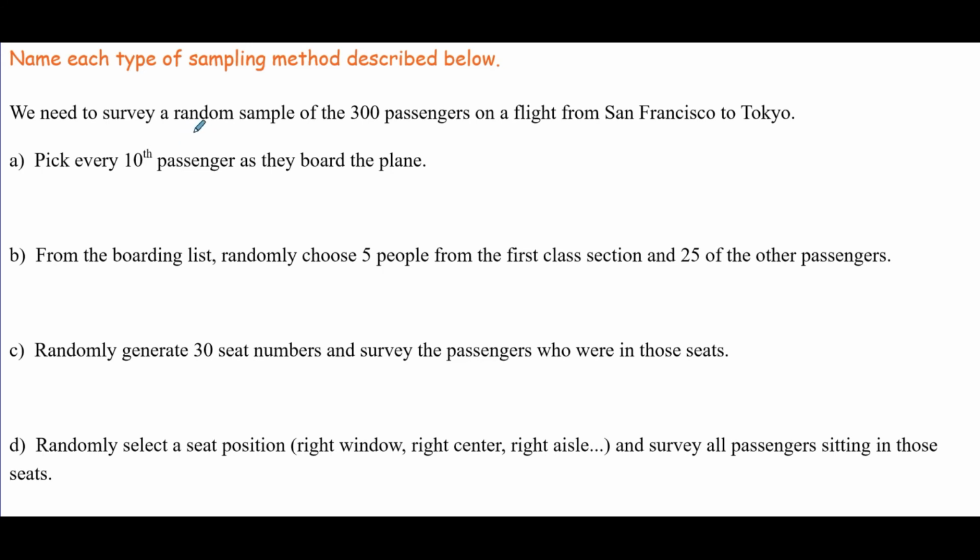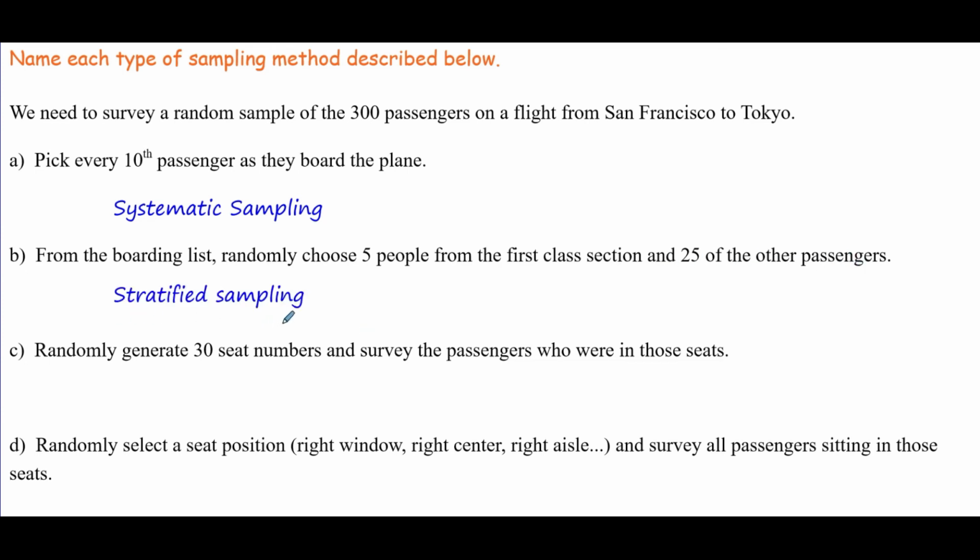So we need to survey a random sample of 300 passengers on a flight from San Francisco to Tokyo. So if we pick every 10th passenger as they board the plane, this would be systematic sampling. So we have a line of people in essence as they get on the plane, and we're going to choose every 10th passenger. From the boarding list, we randomly choose 5 people from the first class section and 25 of the other passengers.